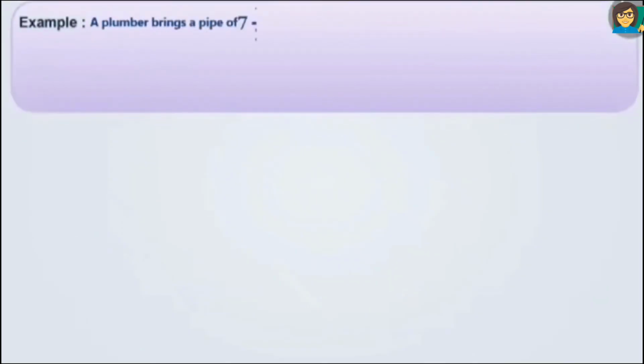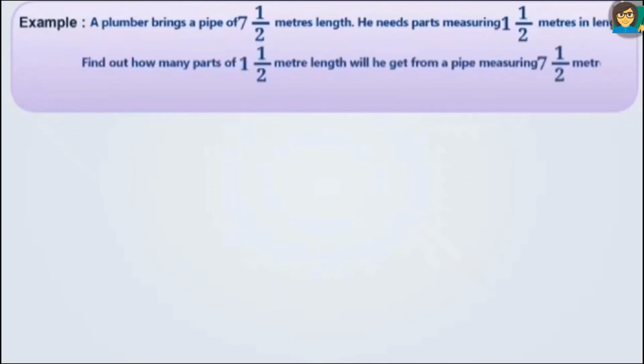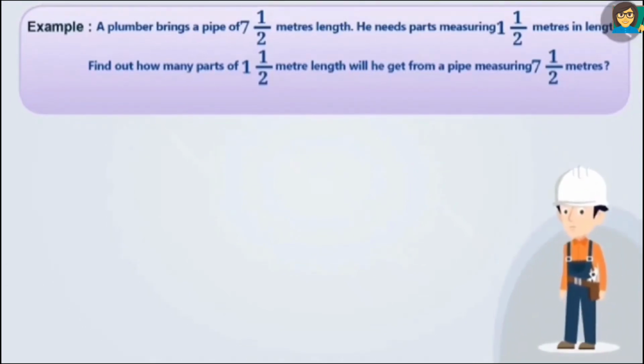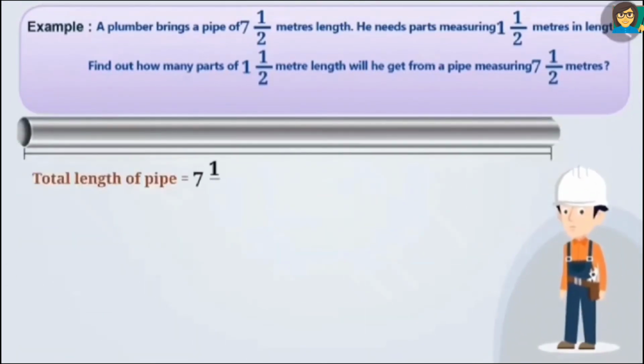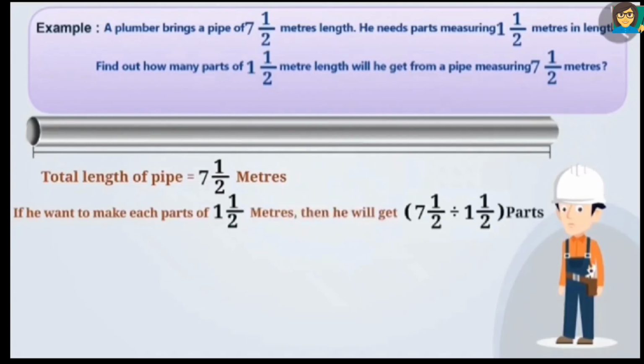Next example. A plumber brings a pipe of 7.5 meters in length. He needs pipe parts measuring 1.5 meters in length. Find out how many parts of 1.5 meter length he will get from a pipe of 7.5 meters. This example shows that the total length of the pipe bought by the plumber is 7.5 meters. If he wants to make parts measuring 1.5 meters from this pipe, then he will get 7.5 divided by 1.5 parts. Let us find the result of this.